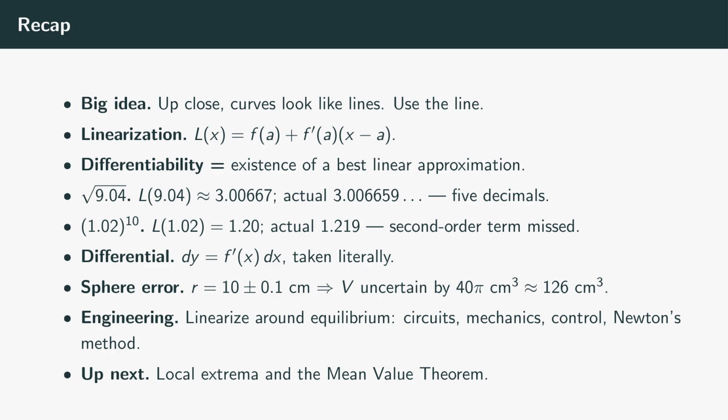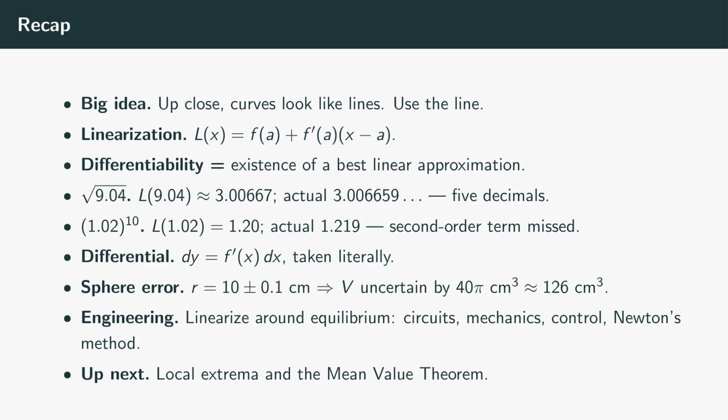We met differential notation, dy equals f prime of x times dx, with a history from Newton's moments to Leibniz's infinitesimals, to Cauchy's limits to Cartan's forms and Robinson's non-standard analysis, and concluded that you can take it literally with confidence. We propagated measurement error. A sphere's radius known to 1% gave a volume known to 3%, with the factor of 3 coming directly from the exponent in the volume formula. And we listed the engineering payoff: every linear circuit model, every small angle pendulum, every linearization around an operating point in control theory. Every Newton method iteration is this episode in disguise.